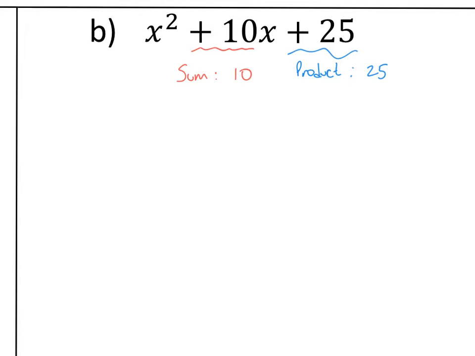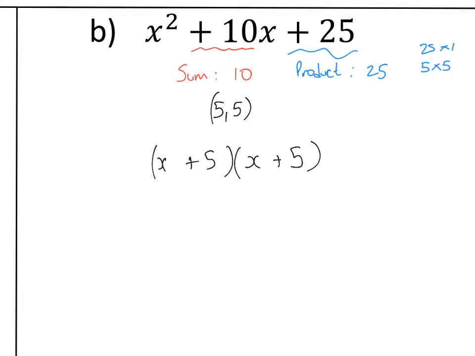If we look at the product, we've got 25 times 1, or 5 times 5. Those are the only ways to multiply to give 25. We notice that 5 and 5 work. So our two numbers are 5 and 5. That means our two brackets are going to be x as our first term, and then plus 5 in each of the two brackets.